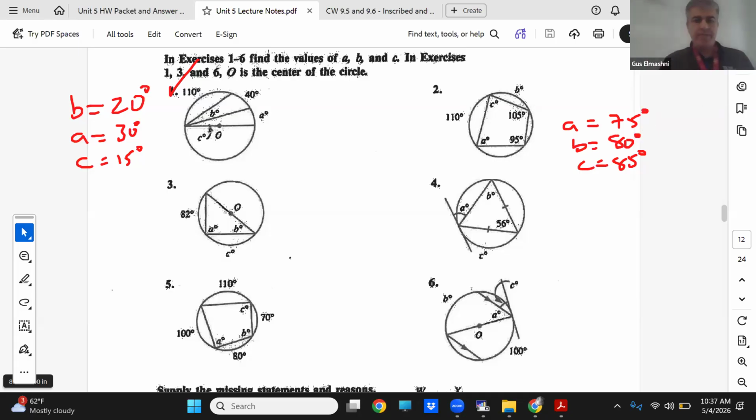Okay, 3. What's A? And B? 110. Nope. That's 95. It's intercepting this. 95 is 190. Double it, 190. That's what it is.